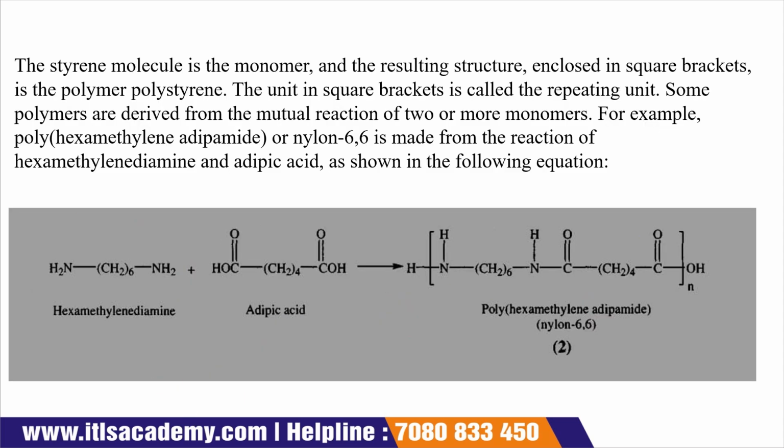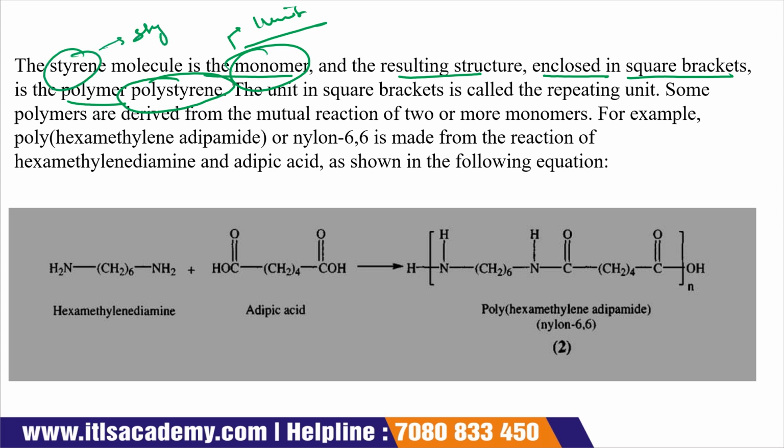Now, the styrene molecule is the monomer, and the resulting structure enclosed in a square bracket is the polymer polystyrene. We all know the starting molecule, styrene, is a monomer made up of one unit. Now these styrene monomers join together n times. Then the structure present in the square bracket is called the polymer polystyrene. The unit in the square bracket is called the repeating unit.